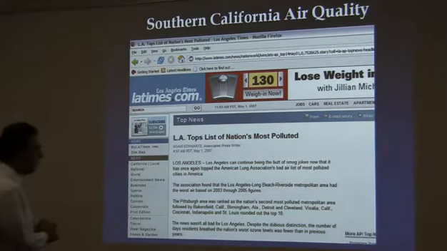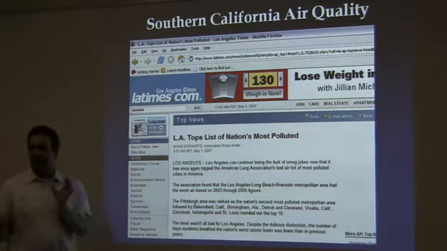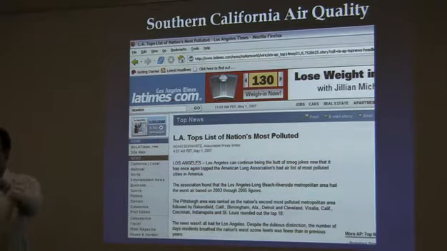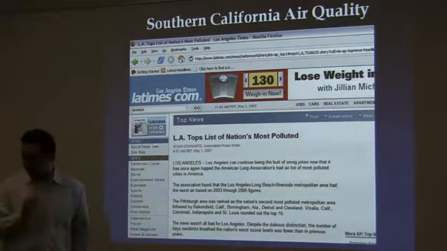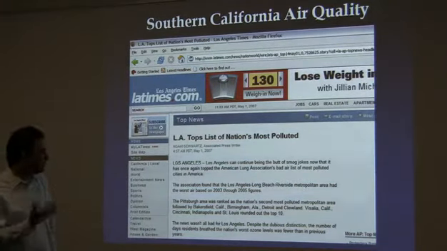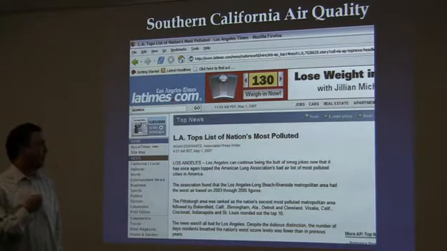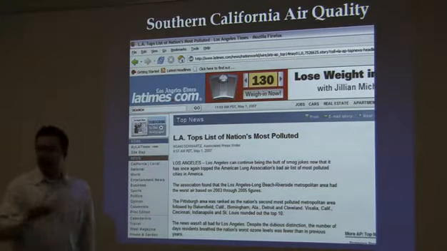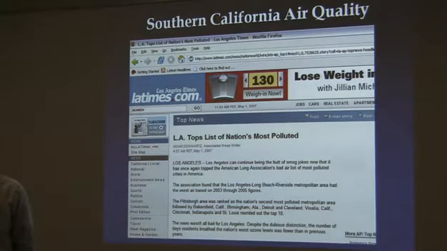But it always seems that we fight with Houston to see who is in the worst place, in the very, very last place as far as air quality is concerned. So the American Lung Association found that the Los Angeles, Long Beach, Riverside metropolitan area had the worst air based on the 2005 data. And this is not particular to this year, this keeps coming by.